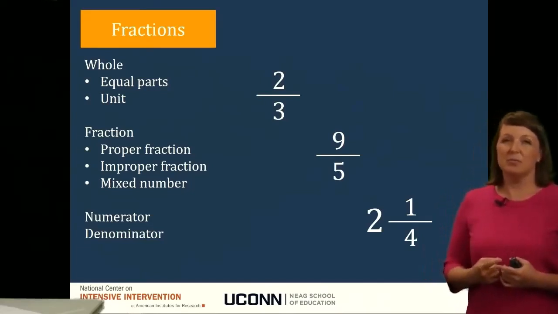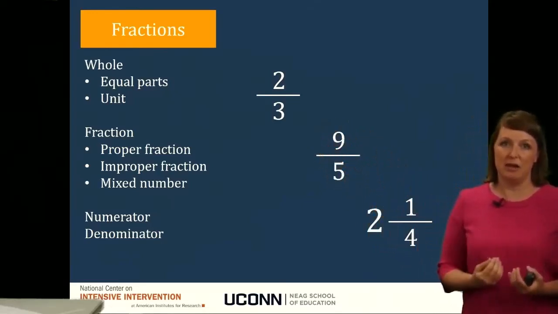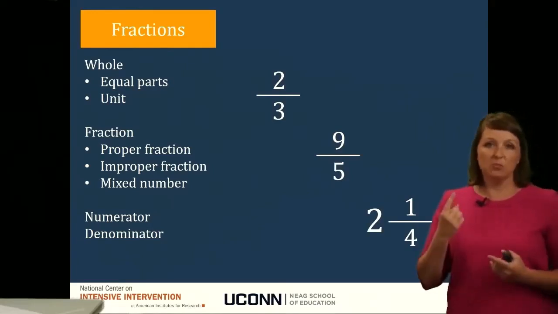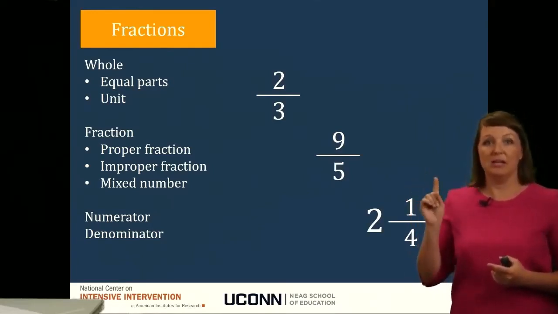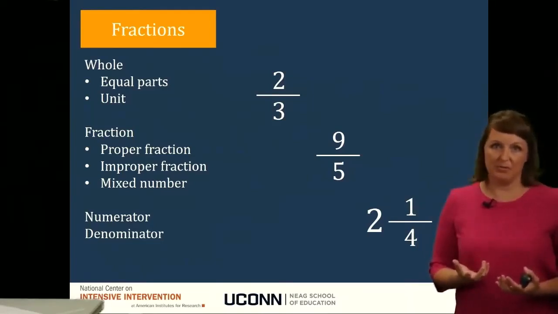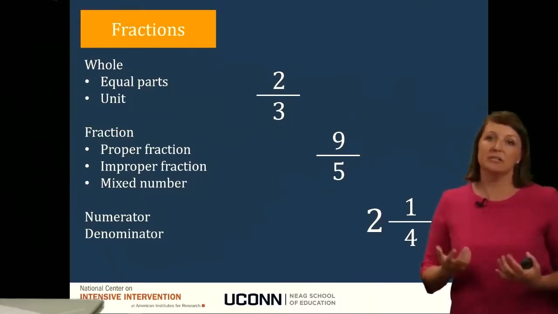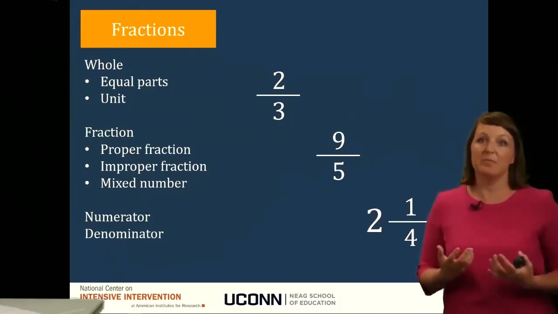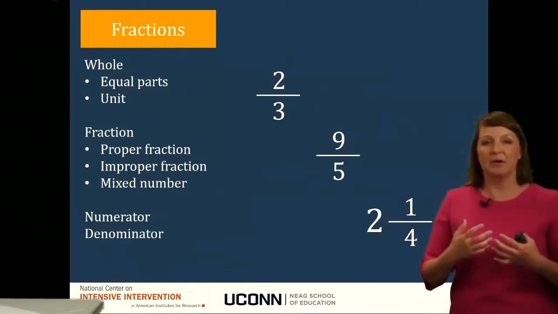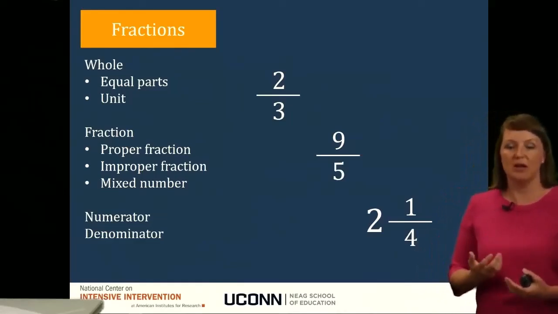Now, one thing that's really important when we talk about fractions is each of these fractions is a separate number. So 2/3 is one number. It is the number 2/3. It is not made up of separate numbers. So there's not a top number and a bottom number. There's a numerator and denominator, and together those work to make one number, and that number is 2/3 or 9/5 or 2 1/4.